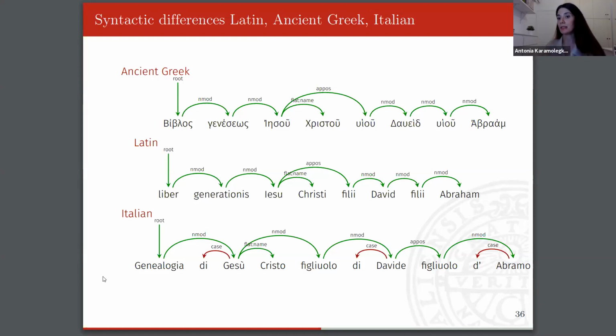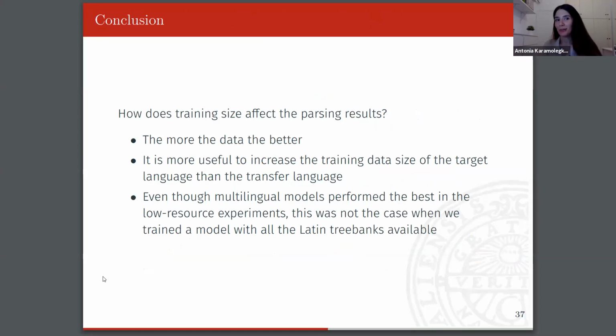And of course, this is just an example. There are more examples showing how word order is more similar between Latin and ancient Greek than Italian, apart from the case system, for example. And now let's reach a conclusion.